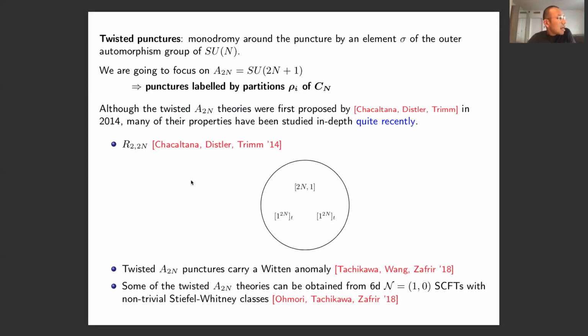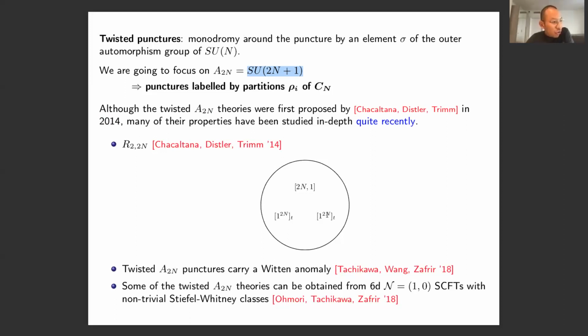Chacaltana, Distler, and Trimm, back in 2014, proposed a very nice superconformal field theory. It has a name, R_{2,2N}. This is associated with a sphere with 3 punctures, where if you look at the puncture, this is a sphere of type A_{2N}. You look at this partition, it's a partition of 2n+1. Obviously, this is called a non-twisted puncture.